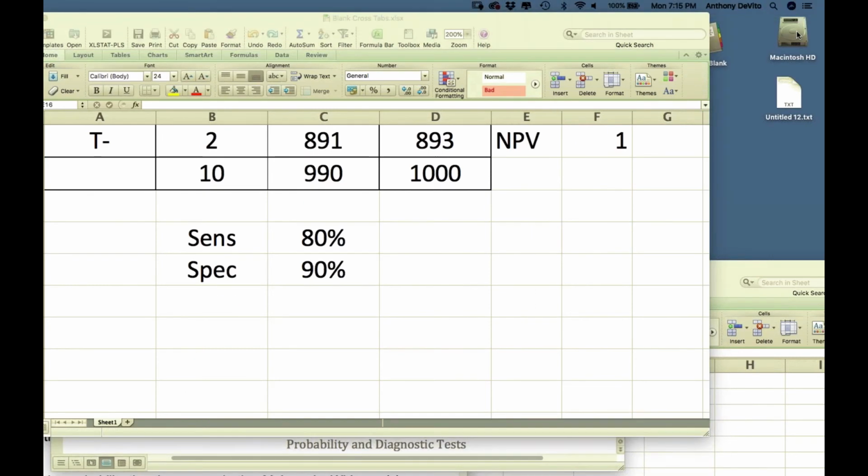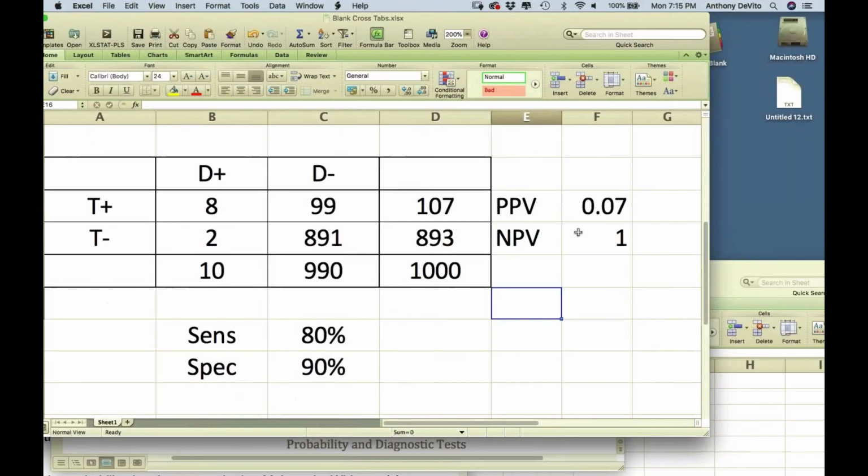Okay, now what kind of probability is the positive predictive value? What is the positive predictive value? The positive predictive value is the probability you have the disease given that you have tested positive. What kind of probability is that? It's a conditional probability, right? Just like we did before with that table, it's exactly the same kind of thing.